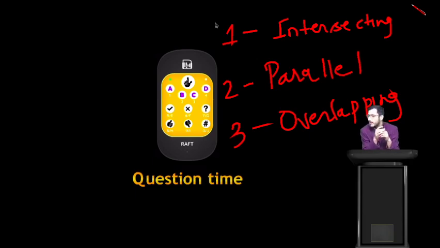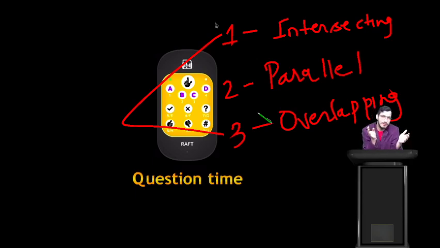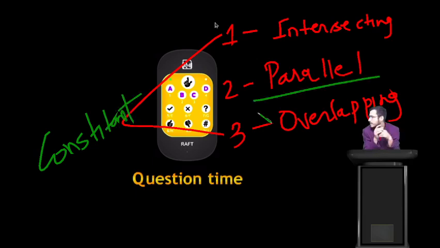Consistent lines are those that intersect, and for parallel lines there is no solution. For overlapping lines there are many solutions. When lines are intersecting, there is a unique solution, and when lines are overlapping, there are infinitely many solutions. In both cases we can say the lines are consistent. And when the lines are parallel, they are inconsistent lines. So remember always the three cases.